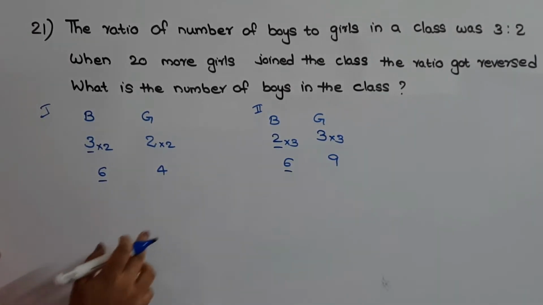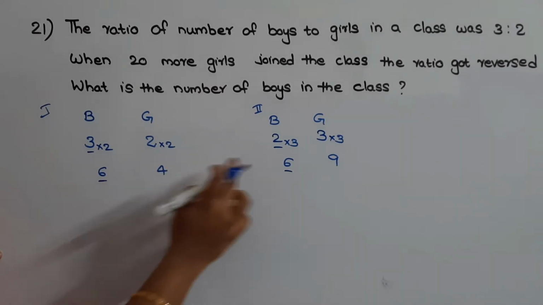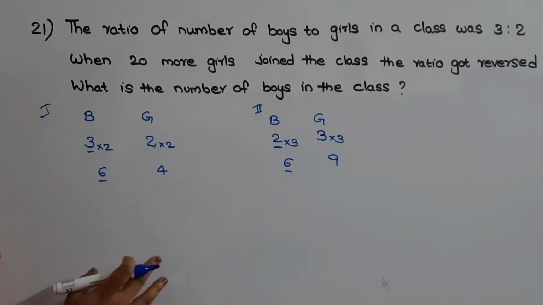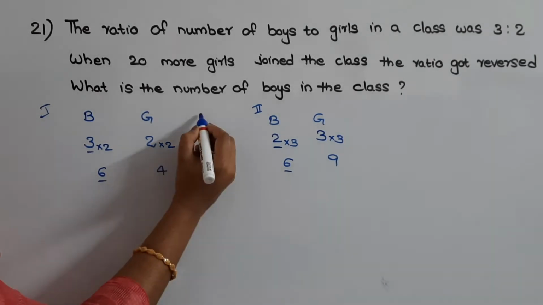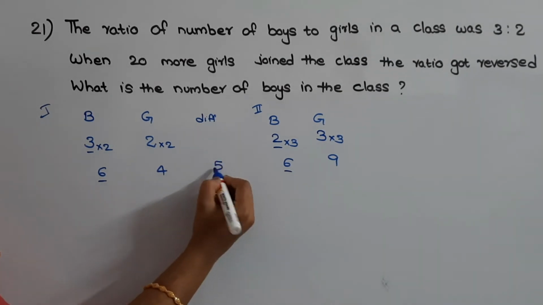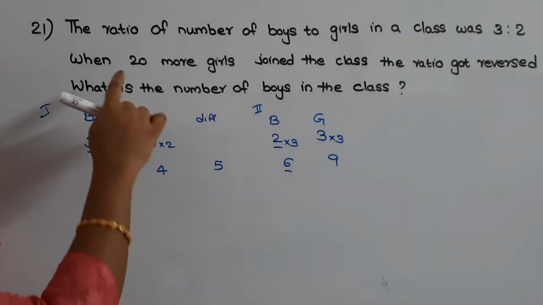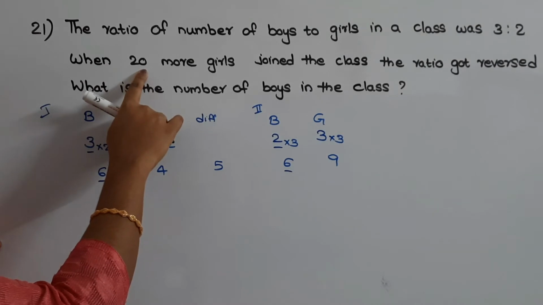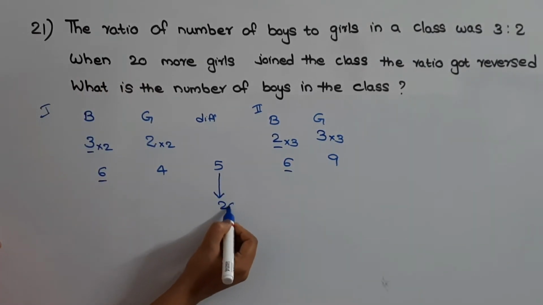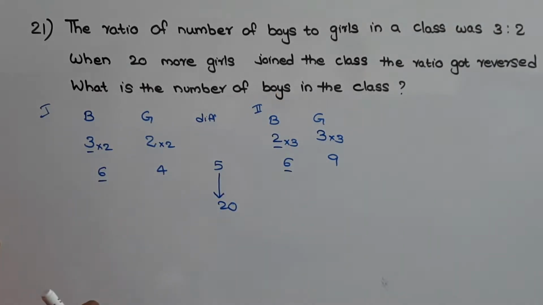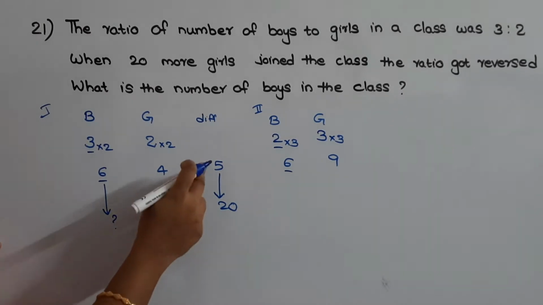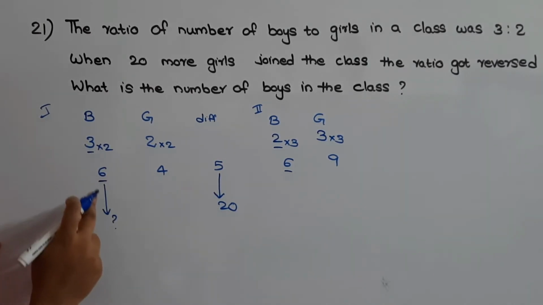So the difference between the values of these girls will be the number of girls added to the class. The difference is 9 minus 4, that is 5. And that number of girls added is given in the question as 20. So we can represent this 5 as 20. We need to find out the number of boys in the class, which means we need to find out the value of this 6. So if 5 can be written as 20, how can we write 6?